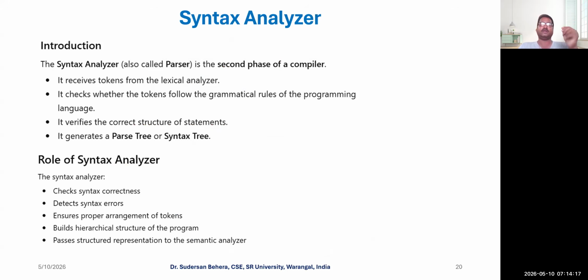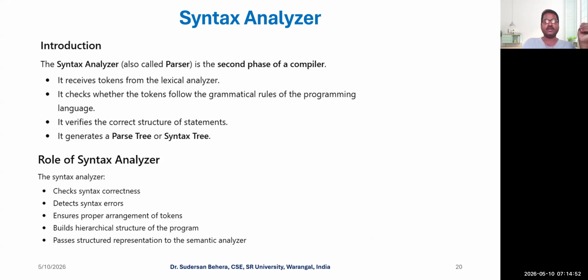Here now the new topic, the new phase that we are going to study in depth, is syntax analyzer. What is syntax analyzer? A syntax analyzer is the second phase of compiler. It is also known as parser. It receives tokens from the lexical analyzer. It is written, but not directly. Rather, it is received through symbol table. So it receives tokens from lexical analyzer.